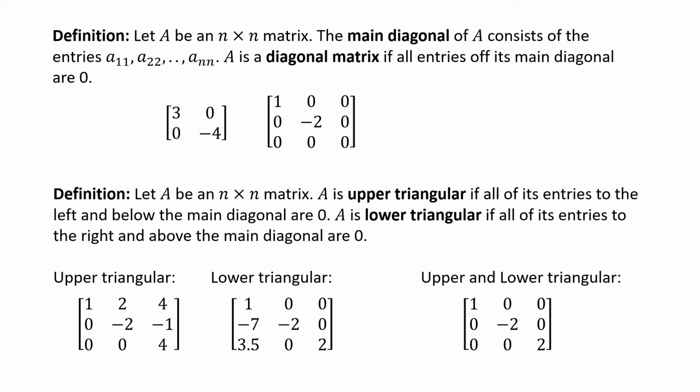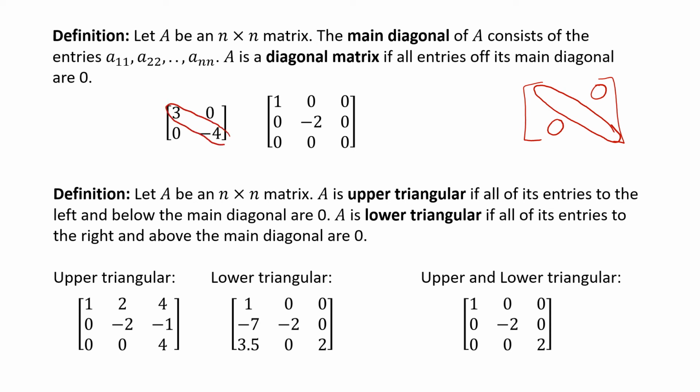So a couple more definitions. If we have a square matrix, we say the main diagonal is the entries A11, A22, all the way down to ANN. So if you have a square matrix, the main diagonal are all the numbers going down there. We say a matrix is diagonal if everything off the main diagonal is 0. You may have zeros in your main diagonal, but if everything that's not on the main diagonal is 0, that's a diagonal matrix. So here's a couple of examples.